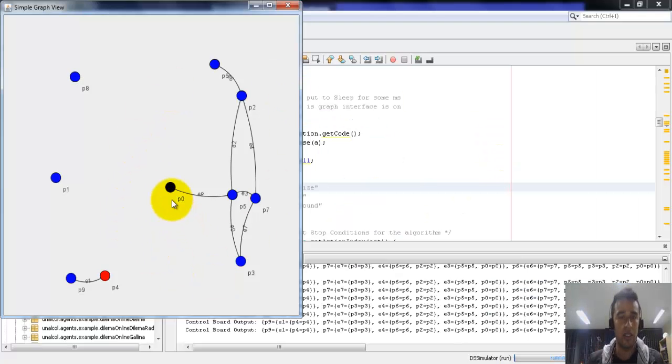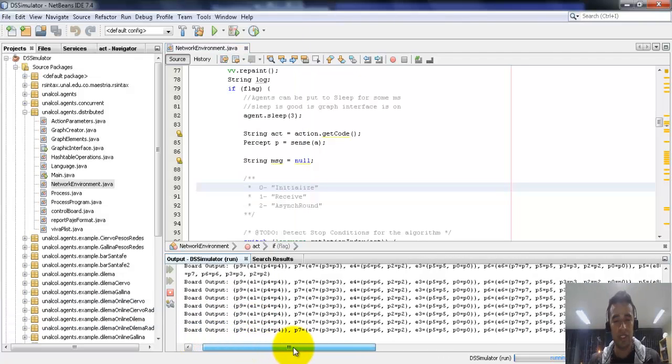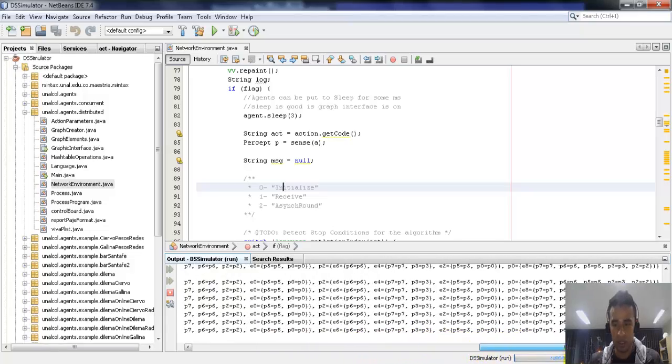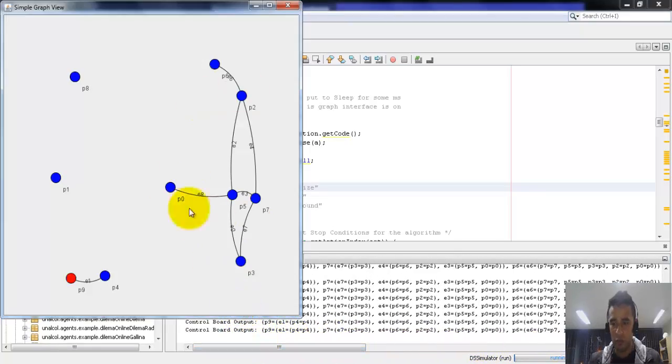We can see here the process is working. When a process turns red, it means that the process is running. You can see in the control board output that process 9, by using channel E1, can reach the process P4. For process 7, by using channel E7, can reach process 3, as we can see here. By using channel E4, it can reach process 2 and process 6, and so on. This control board output registers the output for all the processes. And we can see how it is computing this network topology.